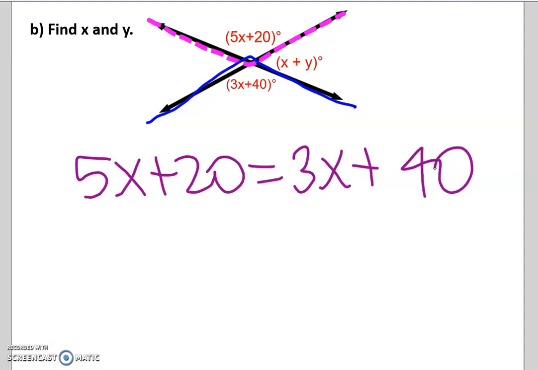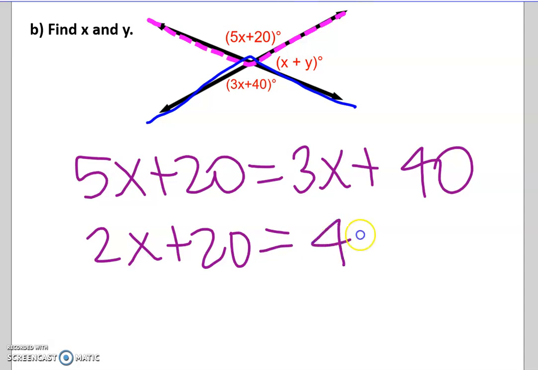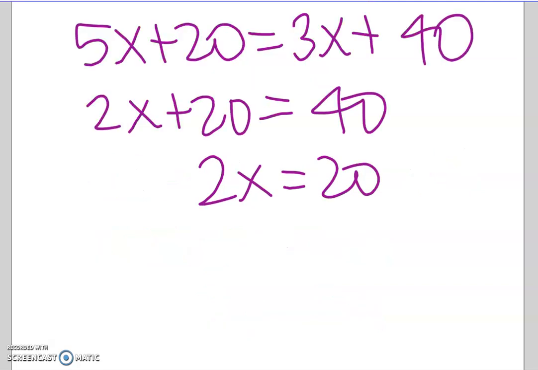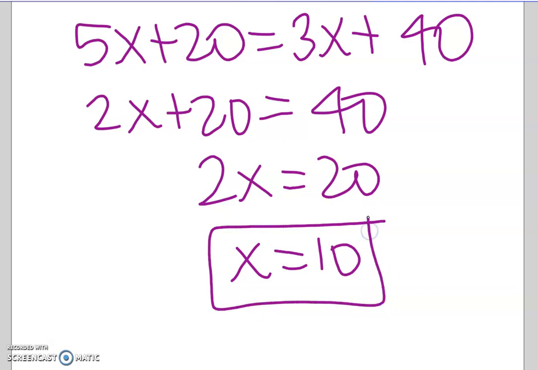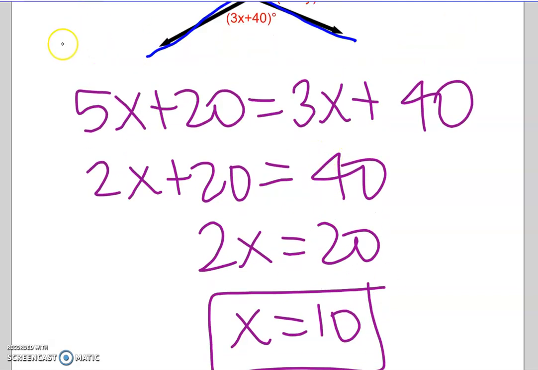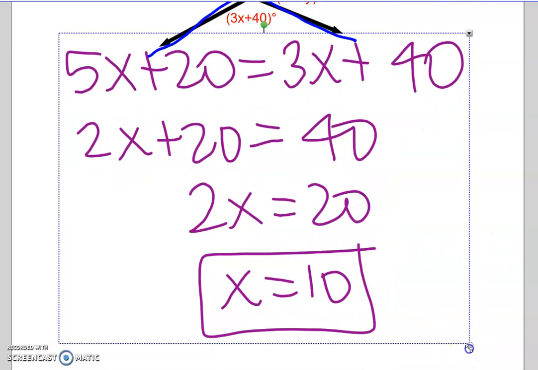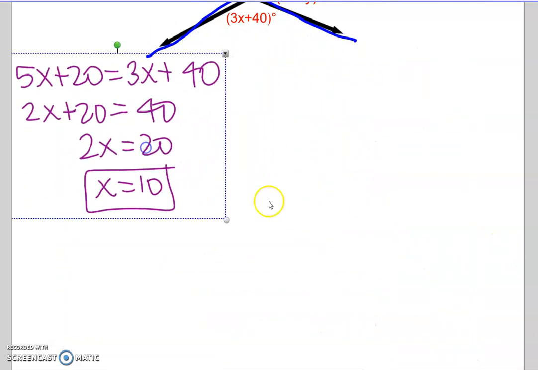And now we can solve this for x. So I'm going to subtract 3x from both sides. I'm going to say 2x plus 20 equals 40. Subtract 20 from both sides. 2x equals 20. And divide both sides by 2. X equals 10. Wonderful. But wait a second. Wait a second. I need to find y. I need to find y also. So how am I going to do that?